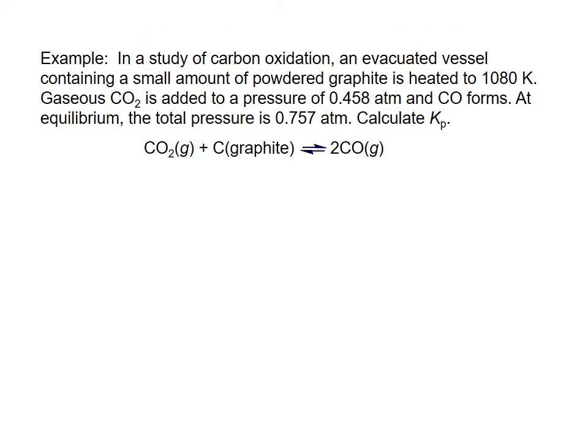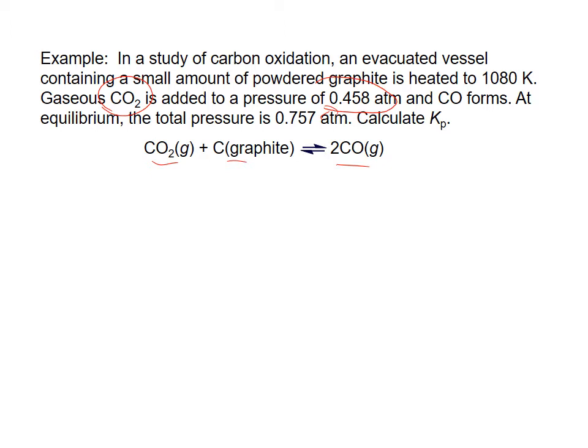Here is an example showing you how to use a reaction table to solve equilibrium problems. Now we have a reaction. Carbon dioxide reacts with graphite to form carbon monoxide, and what is given is that CO2 is added to 0.458 atmosphere. Note that this is how much you added to the system. It's not the pressure after reaction. In other words, it's not the equilibrium pressure.